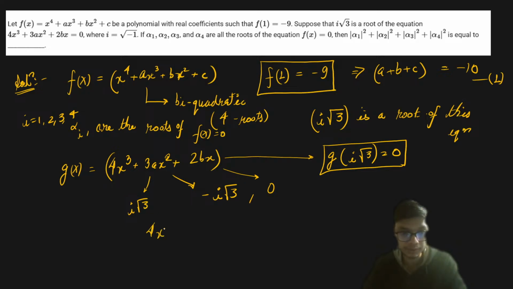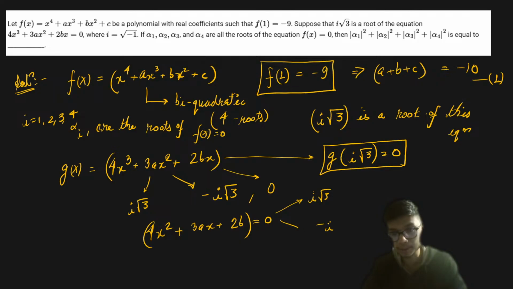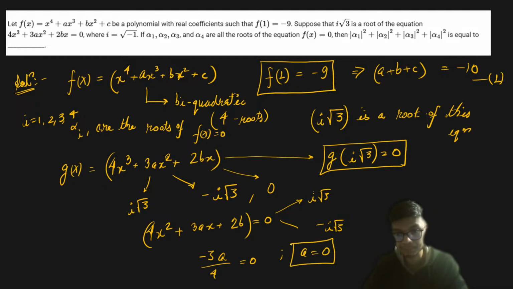If we remove the root that is 0, then the equation will be 4x square plus 3ax plus 2b equals 0, right? Now from this equation, one of the roots is iota root 3 and the other root is minus iota root 3, right? So the sum of the roots is 0, therefore minus 3a upon 4 should be equal to 0, which gives you that a should be equal to 0.